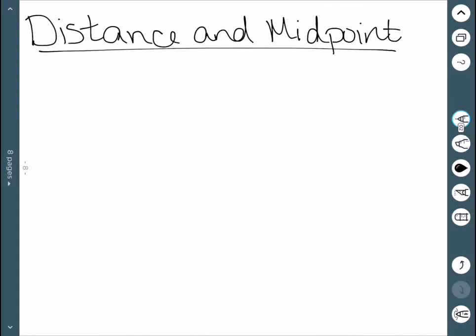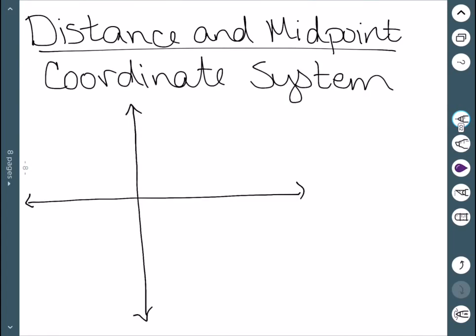We'll now discuss what the distance and midpoint between 2 points is and how to find it. And we'll start by discussing our coordinate system. This is essentially what our coordinate system looks like. These lines here are called your axes. The horizontal is called your x-axis, and the vertical is called the y-axis. In addition, this intersection point is called the origin.